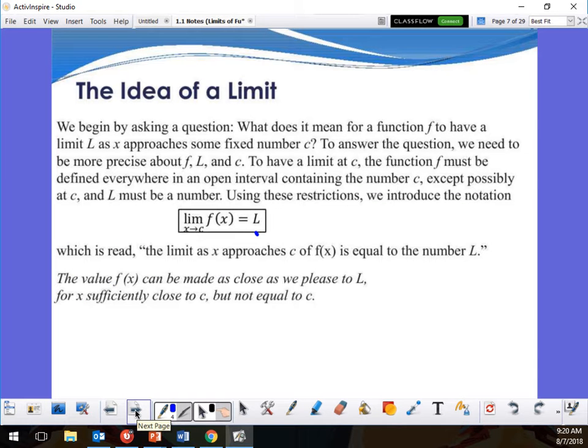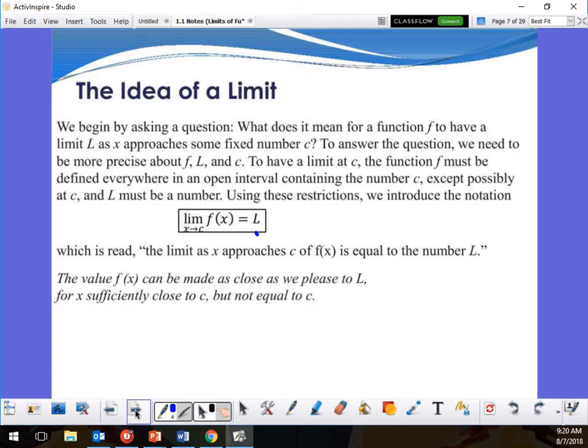So commonly referred to as L. When we're doing the limit process, it will be referred to as L, and that's going to be the limit as x approaches c of f of x, of my function, is going to be L. Okay, so the value of f of x can be made as close as we please to L for x significantly close to c but not equal to c.